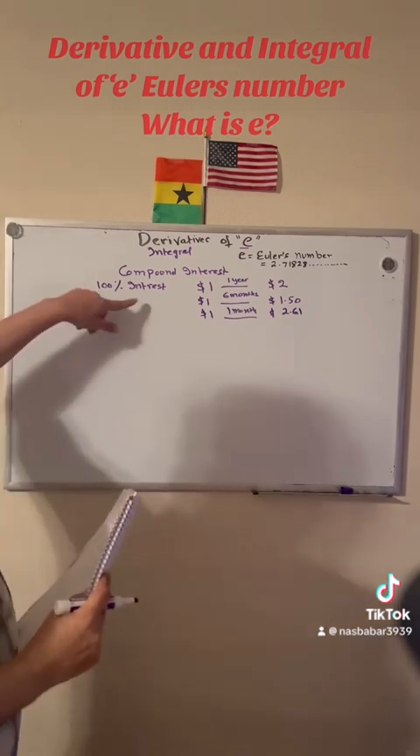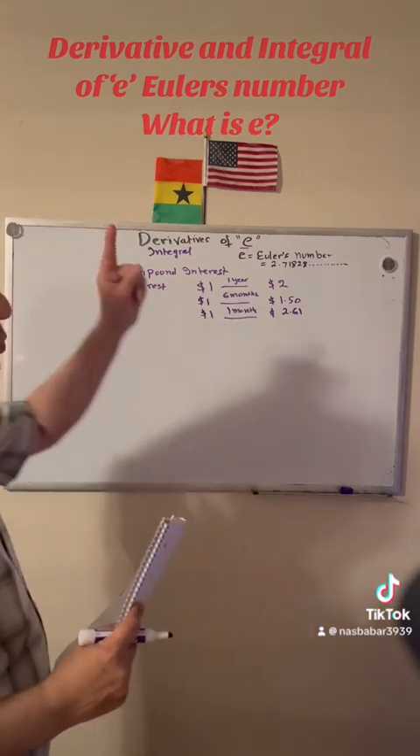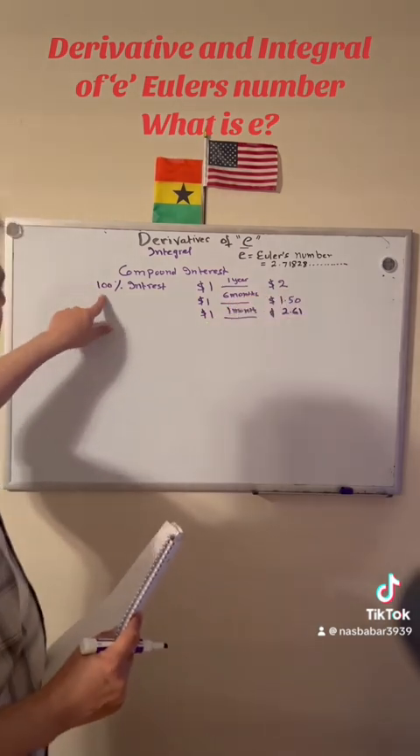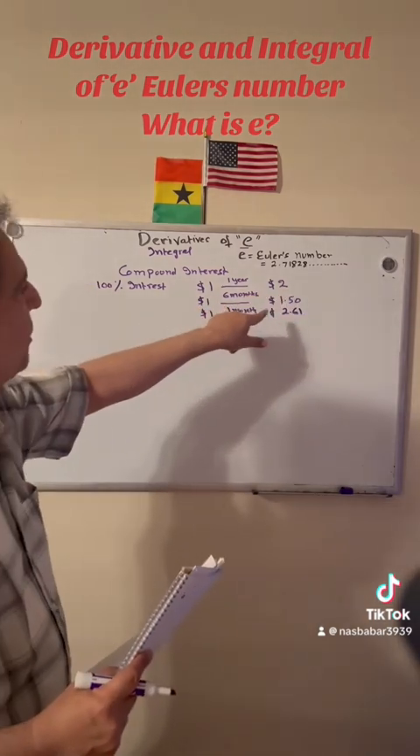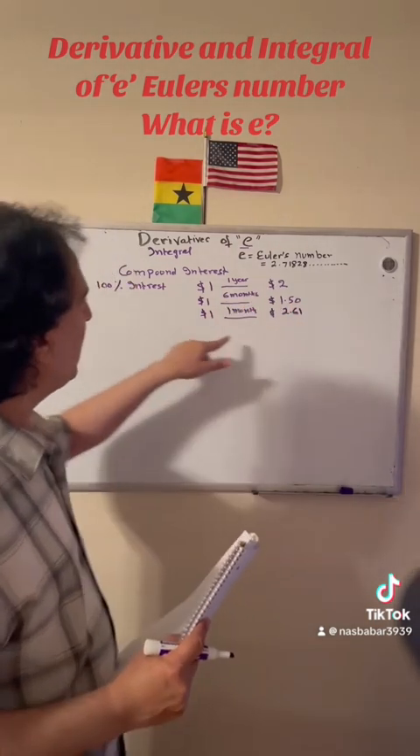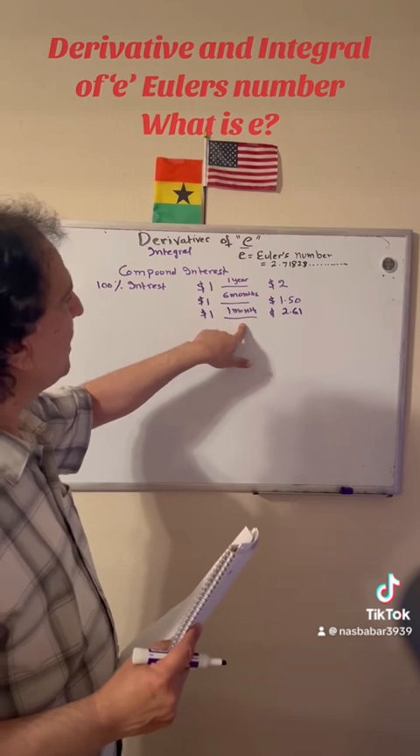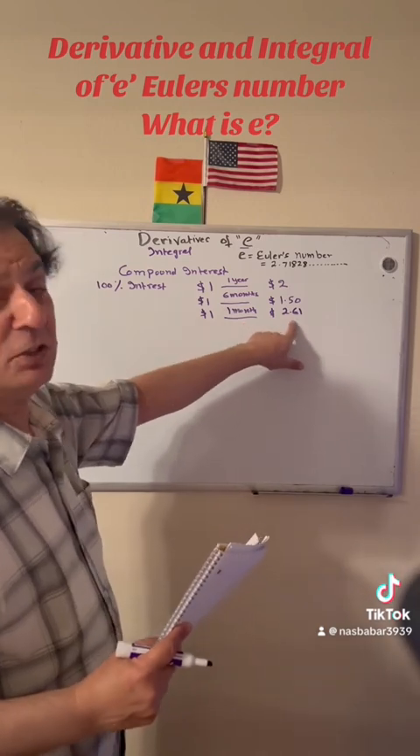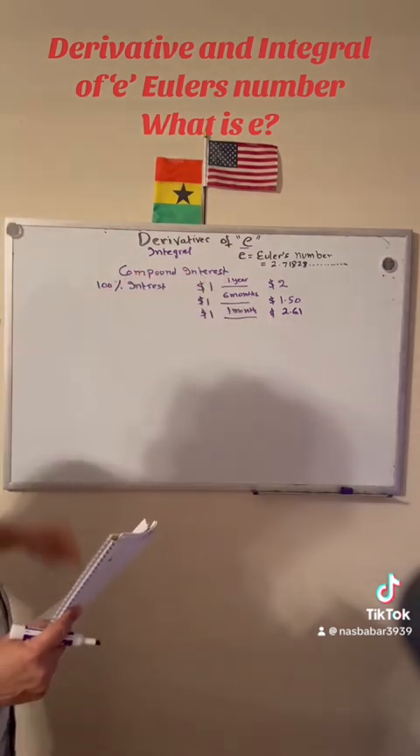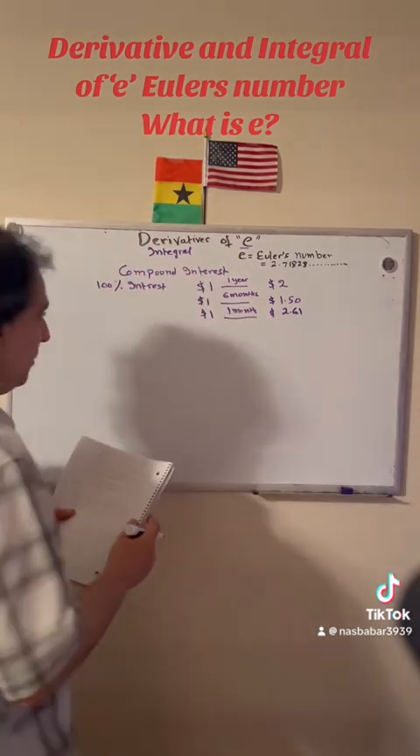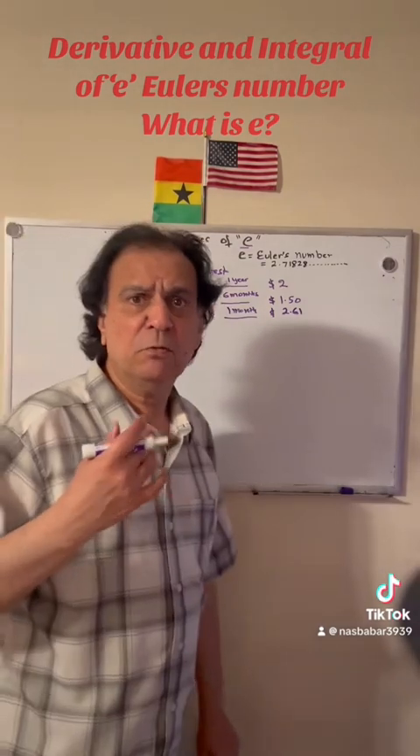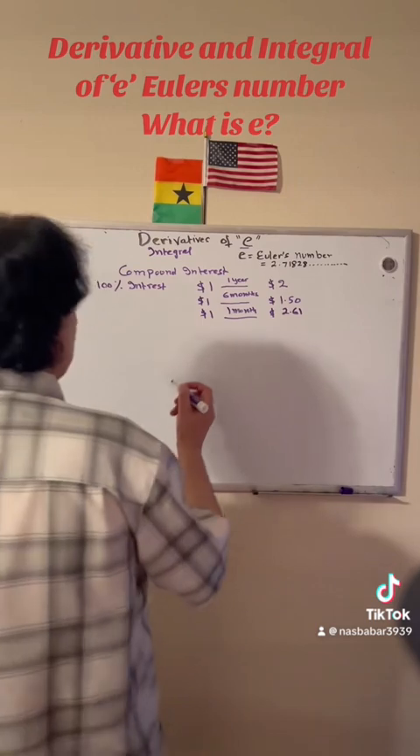If the interest is compounded over a period of 1 year, I get $2. If the interest is compounded over 6 months, I get $1.50. If I do it every month, at the end of the year, I have $2.61. But compare this with the first one, all right? So then we say, how about can you compound this interest weekly? Of course we can do that.